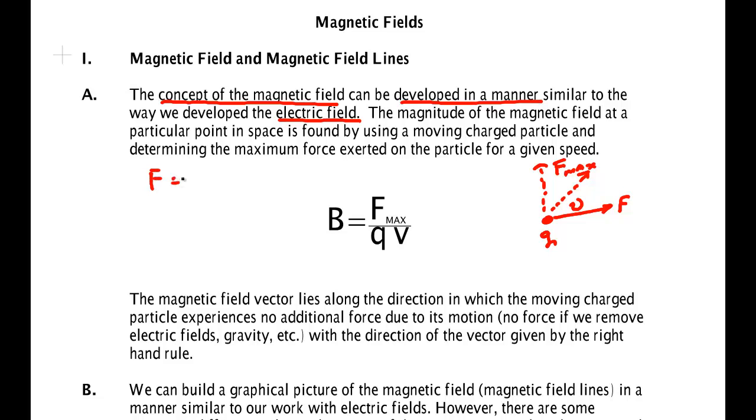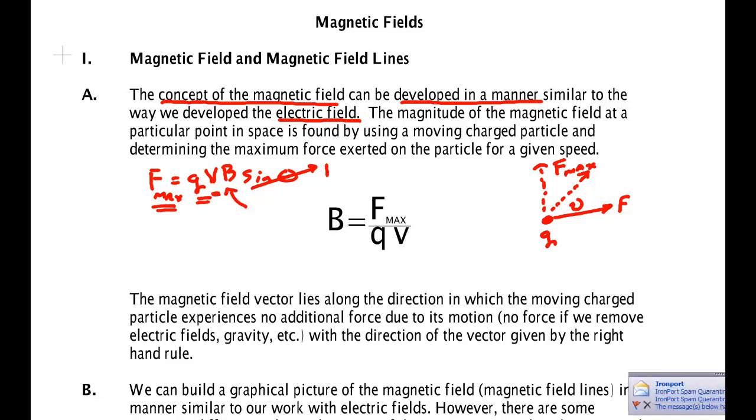Remember, F was QVB sine of theta. So all we've done is find the direction where that's equal to 1, and then unambiguously this becomes F max. So we measure that and divide by Q and V, and that gets us the value of B, our magnetic field. Now, we already have a way to find the direction of the magnetic field. We could use a compass, for instance, and put it through space and map the actual direction. So we have a magnitude now, and we have a direction.